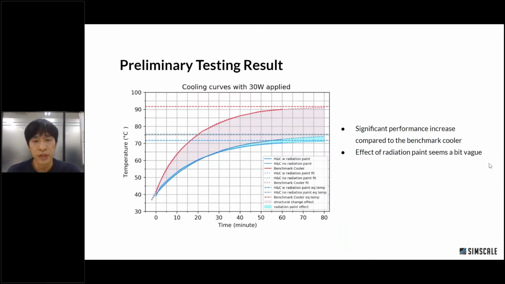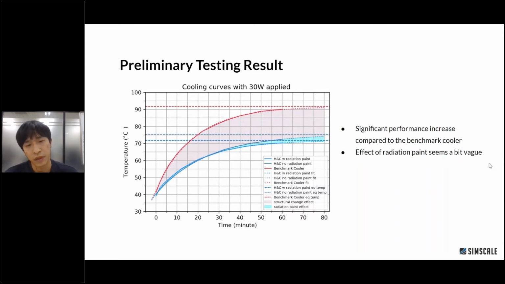So from the experiment, we get this result, and from this experimental result, it can be easily seen that the structural change significantly increased the performance when compared to the benchmark cooler. But at the same time, it seems that the effect of the radiation paint can additionally decrease the temperature further.